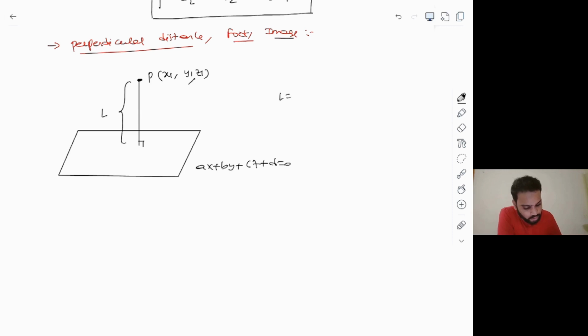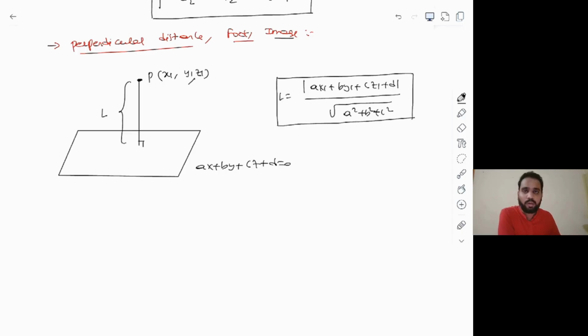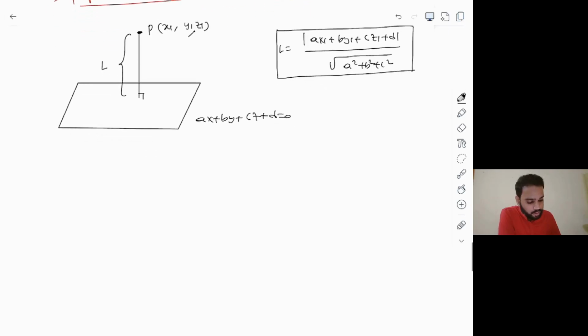So perpendicular distance L equals modulus of ax1 plus by1 plus cz1 plus d divided by square root of a square plus b square plus c square. Direct formula, and as you can notice, it is almost similar to the perpendicular distance formula from the straight lines chapter, right? And that's the first one. And second one is the foot of perpendicular. So wherever this perpendicular from P meets the plane, that is called the foot of the perpendicular. So point Q is the foot.